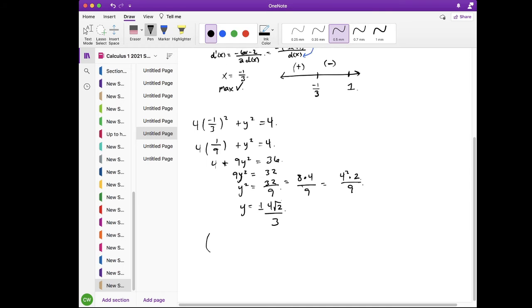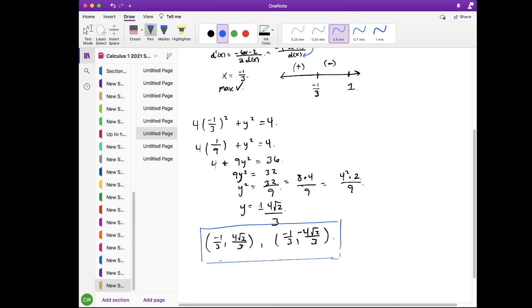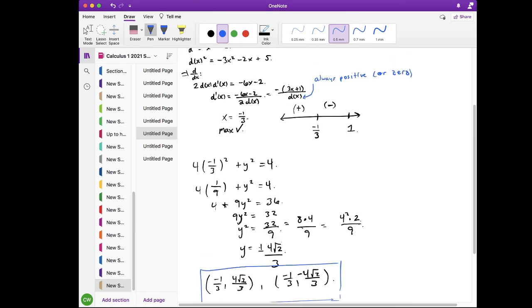So our 2 points are negative 1/3, 4 root 2 over 3, and negative 1/3, negative 4 root 2 over 3. Why don't I care about positive 1/3? That always also makes this equation true. Because that's not what makes it maximal, right? Negative 1/3 makes it maximal.